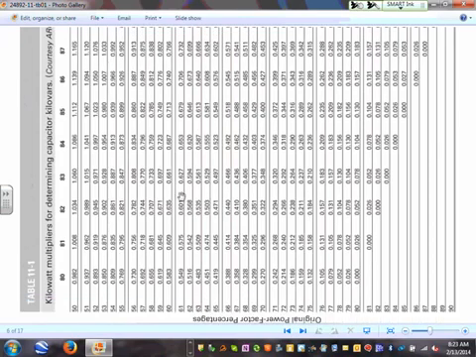Okay, so when you go there, I want you to look at it. Here's your original power factor. That's your original power factor. This is corrected.